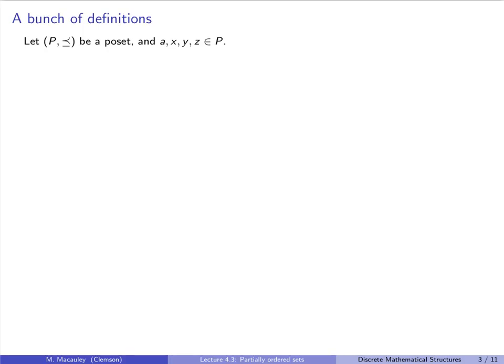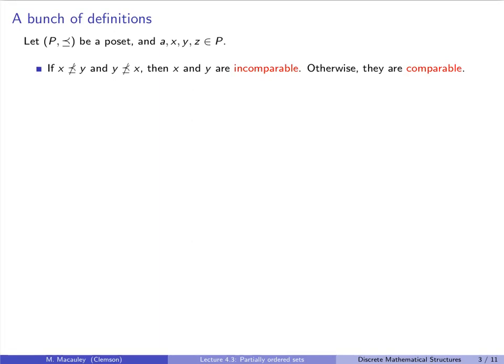At this point, I will give you a bunch of definitions, and though it may seem like information overload, I think most of these definitions are fairly intuitive just from the name. So let's begin. Suppose P is a poset, and throughout I'm going to let lowercase letters like A, X, Y, and Z be elements in P.